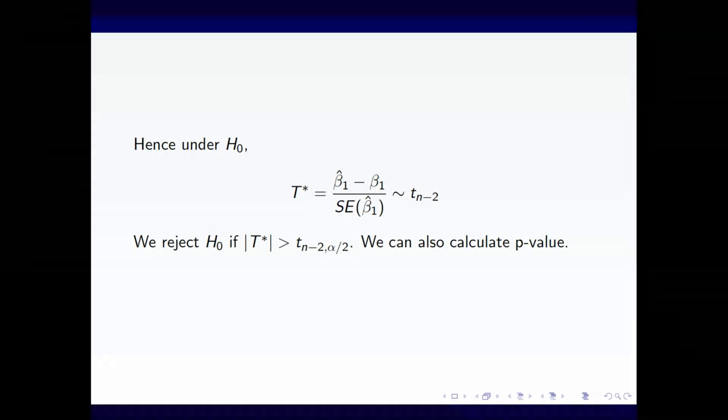2 degrees of freedom. And we reject H0 if the test statistic, which I denote as t star, has an absolute value greater than the t value with n minus 2 degrees of freedom at alpha divided by 2, which is the right tail probability of the t distribution. So if the absolute value of t star is greater than t with n minus 2 degrees of freedom at alpha over 2, then we reject H0. Or you can calculate the p value, and if it is less than 0.05, then we reject H0.